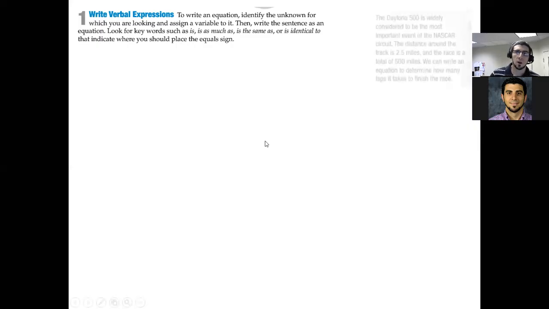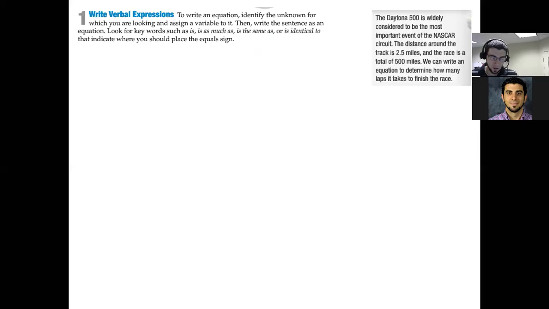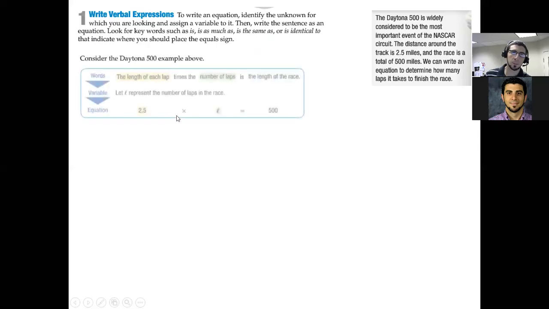Okay? All right, so the Daytona 500 is widely considered to be the most important event of the NASCAR circuit. The distance around the track is 2.5 miles, and the race is a total of 500 miles. We can write an equation to determine how many laps it would take to finish the race. So consider the Daytona 500 example.